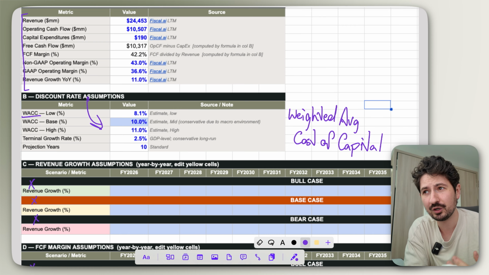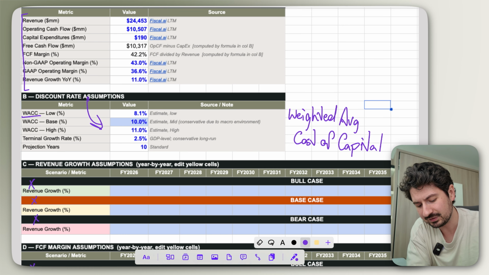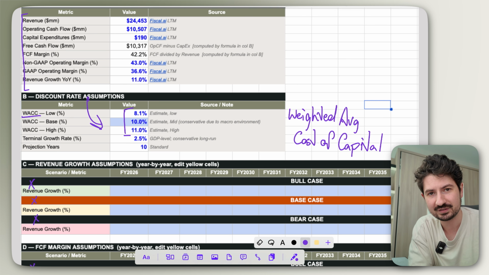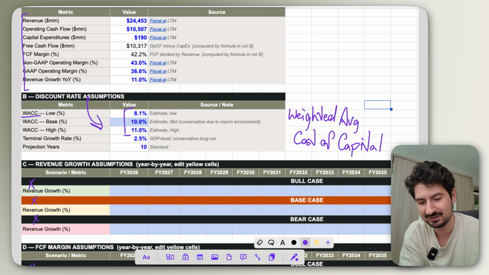For the most part, you're almost always going to see a WACC of somewhere between 8 and 12% for most established businesses that you're going to look at.